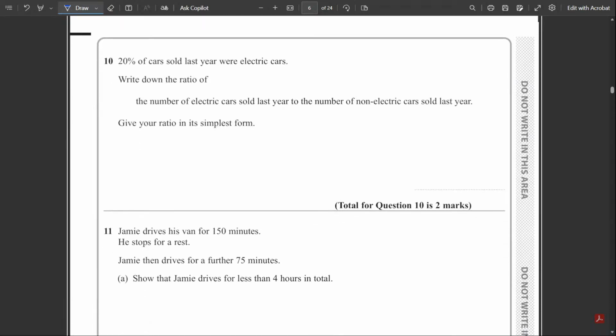20% of the cars sold last year were electric. Now write down the ratio of the number of electric cars sold last year to the number of non-electric cars sold last year. And we know what that's going to be.